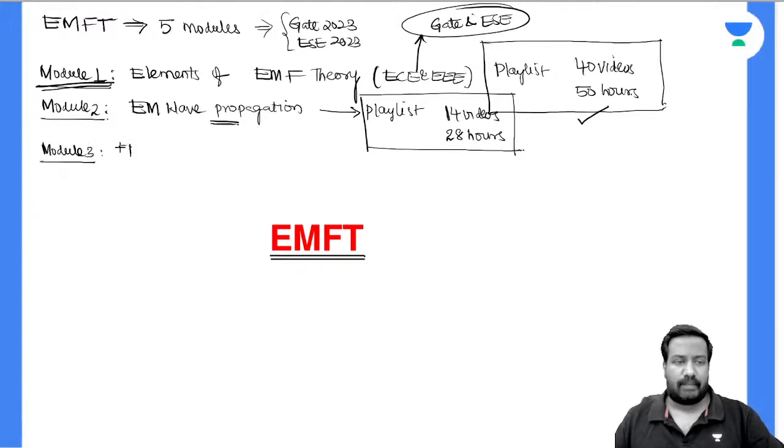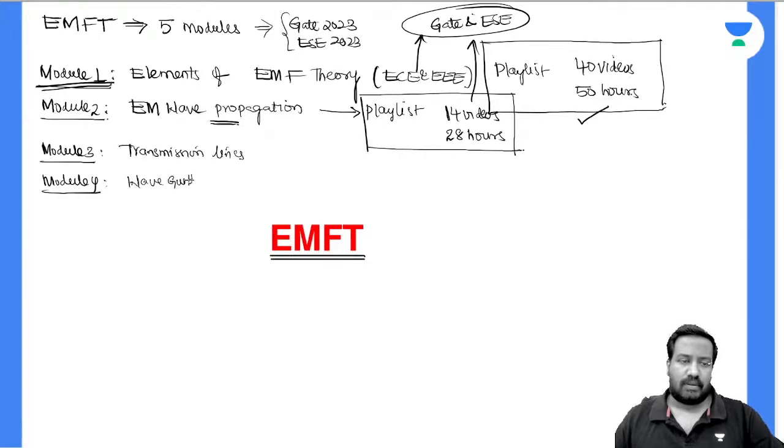Module 3 is transmission lines. Again, this can be used for both GATE and ESE. Transmission lines we need to start. We'll start very soon. Module 4 is waveguides, which includes rectangular waveguides and circular waveguides. This also will start soon.